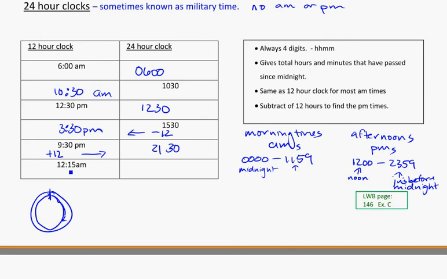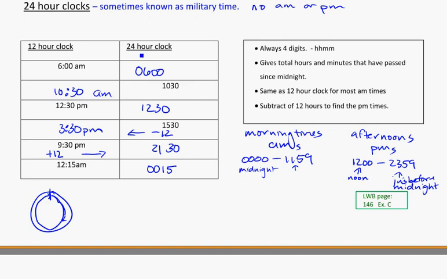Thinking about this time here, 12:15 in the morning. Well, midnight is in the morning, 12 a.m. is midnight, and that's 0000 hours on the military clock. So this is saying that I've only gone 15 minutes since midnight. So I would say 0 hours and 15 minutes. So again, you want to make sure that you have 4 digits. If the number is after 12, you're going to know you have an afternoon number, and if it's before 12, you're going to have an AM number.